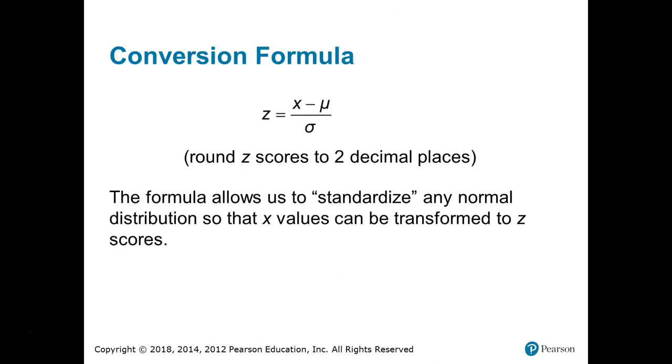So the conversion formula, and this is one that you will have to use, z equals x minus mu over sigma. So z equals the x value minus the mean over the standard deviation. And this is the formula we use to allow us to standardize any normal distribution so that x values can be transformed to z-scores. And we know how to use the z-scores, and then you can scale it up to your problem.